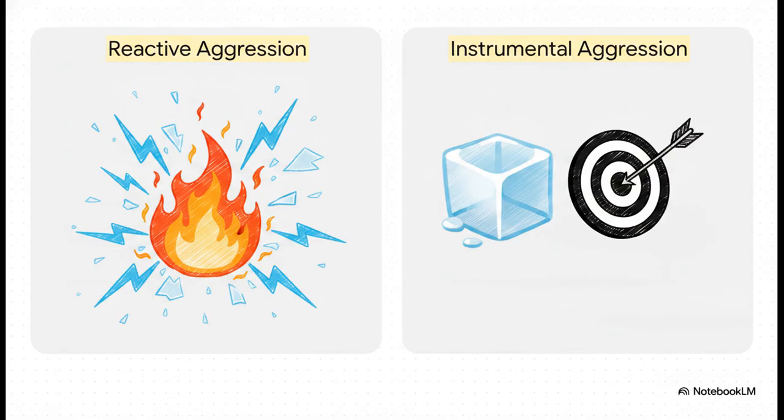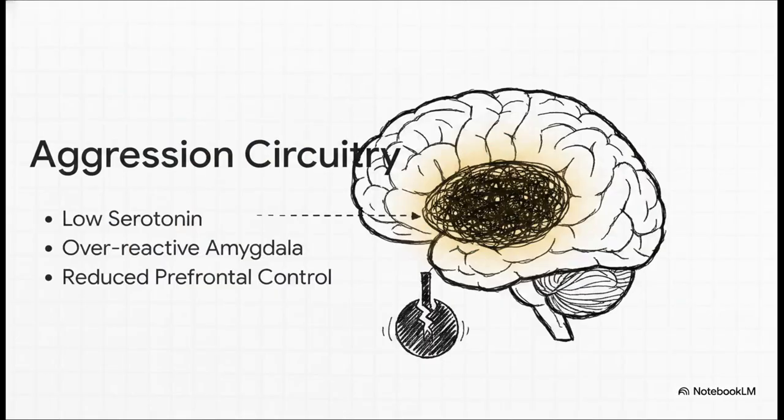Now flip over to the right side. Instrumental aggression. This is cold, deliberate, planned, and goal-directed. This is the stuff that characterizes antisocial personality disorder, or psychopathy. Knowing that our vignette patient is dealing with hot, reactive aggression completely changes how we approach her care. So let's look at the actual brain circuitry of this reactive aggression.